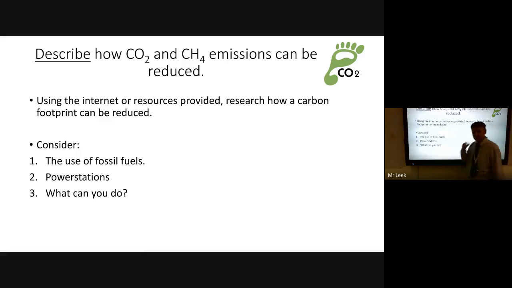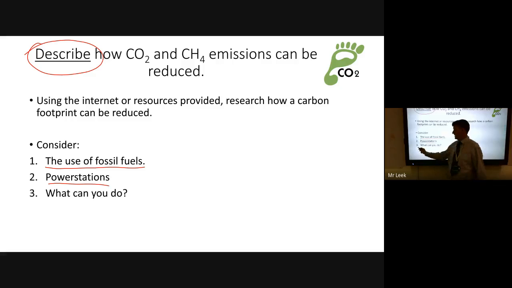Now, I'm going to go through two different tasks that I want you to do. The first one is a describe task, which is all to do with giving me some facts. I want you to describe how carbon dioxide and methane emissions can be reduced. So go on the internet and research how a carbon footprint can be reduced. Maybe come up with about four or five different ways. Think about things like fossil fuels, power stations. Think about what you could physically do to reduce the carbon footprint of something that you do. So that's the first activity.